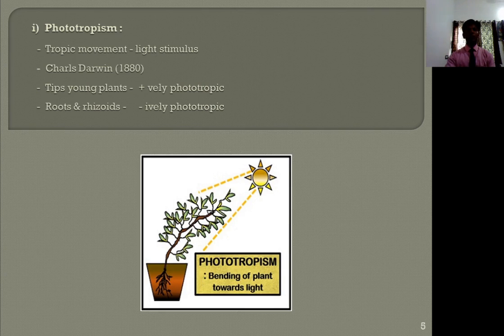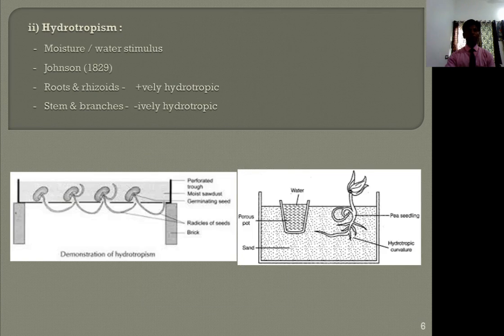Now, we'll see the next phenomenon, hydrotropism. Which movements are called hydrotropic movements? The planned movements which occur towards the moisture or water stimulus are called hydrotropic movements. In other words, the tropic movements which occur in response to the moisture or water stimulus are called hydrotropic movements, and the phenomenon is called hydrotropism. This phenomenon was first demonstrated by Johnson in the year 1829.